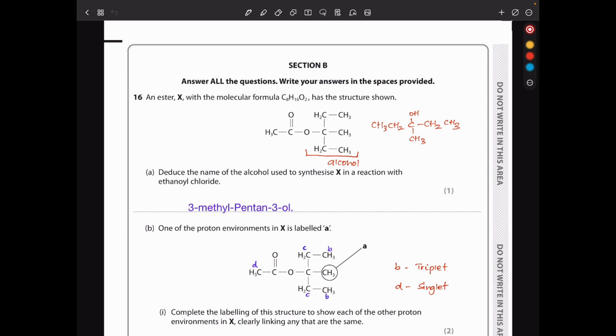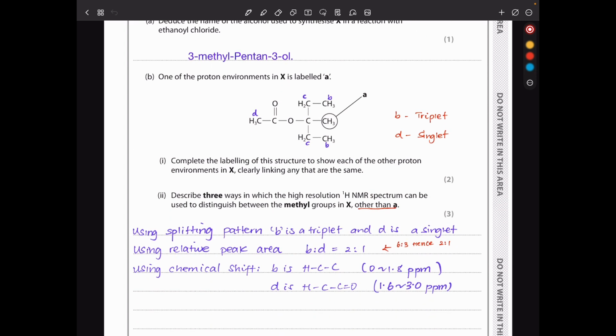So that's the answer. And in part B, they say one of the proton environments in X is labeled A, which is this one here. Complete the labeling of this structure to show each of the other proton environments in X, clearly linking any that are the same. So this environment and that environment are the same. I label them B. Then we have this and that are the same. We call them C. And this is farther away from the rest. It's going to be D.